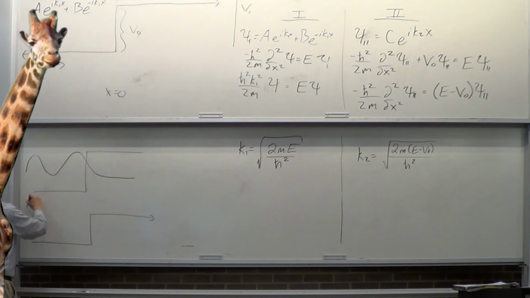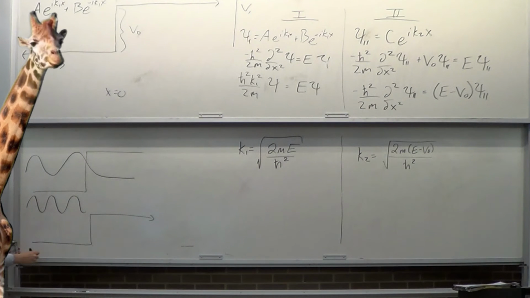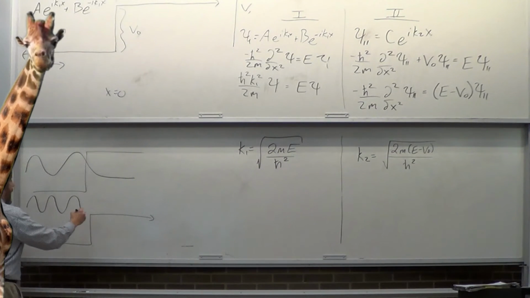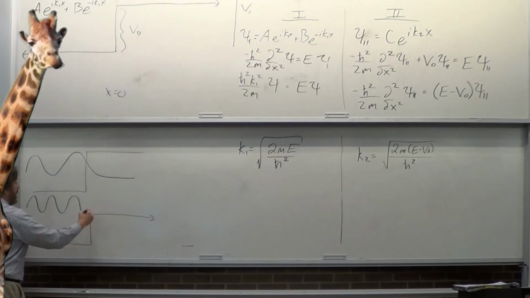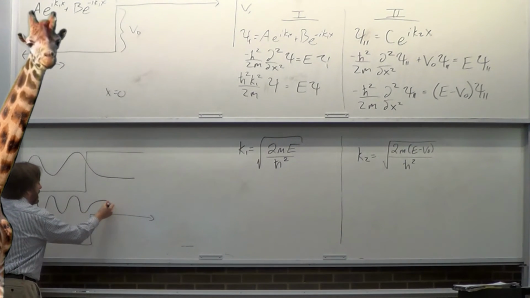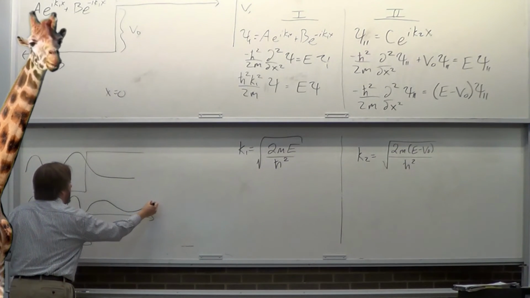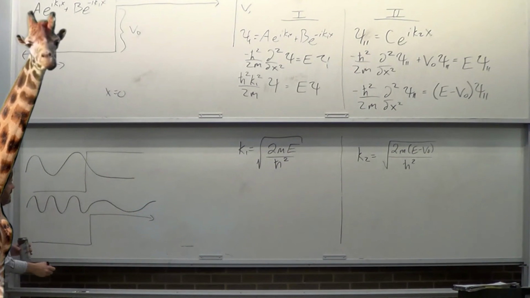Maybe it has a lot of energy. Notice I'm drawing this wavier. That means that it has more kinetic energy. And notice I've also drawn it above the barrier. And so what could happen is it can penetrate the barrier. It'll have a longer wavelength because it has less momentum, less energy.